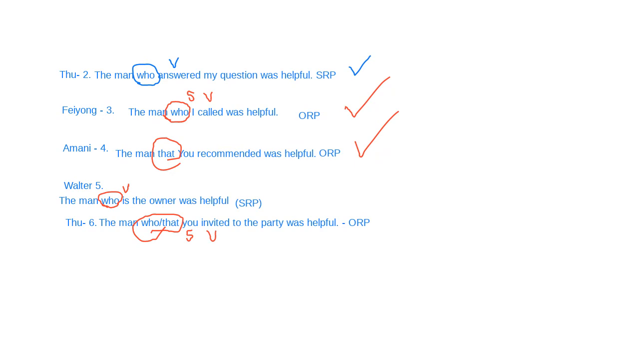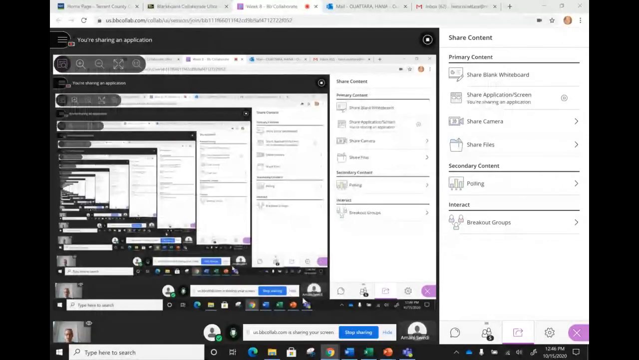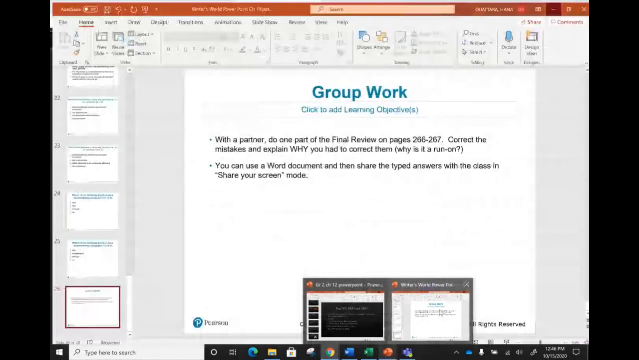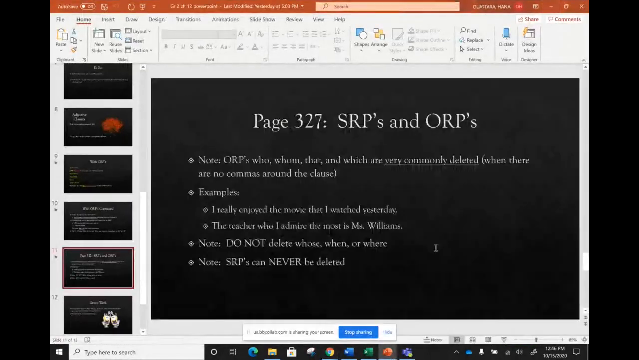So let's look at one more thing before we go. And if we have time, we'll do a little practice. So I'm going to share my screen again and go back to the PowerPoint. We've got one more thing to look at. Look at page 327, at the top, the box. There's two sections. This is a little bit confusing unless you know what to look for.